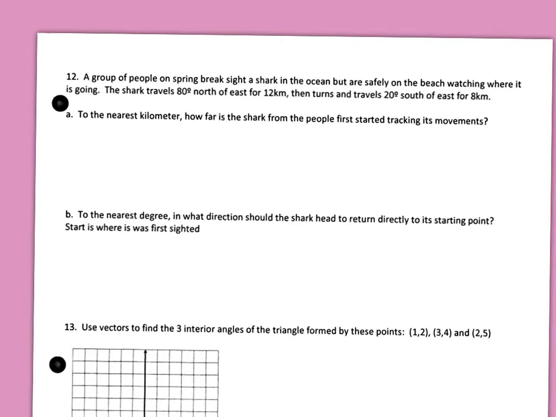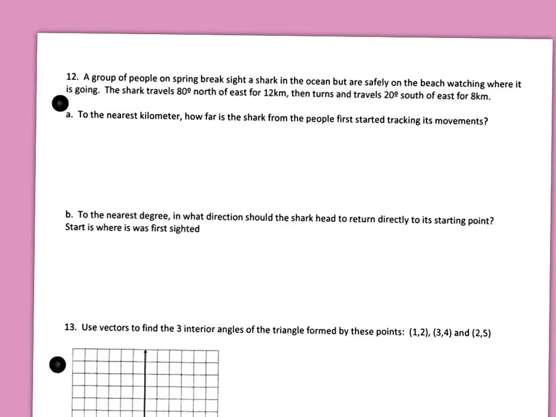So we have people on spring break seeing a shark in the ocean, but safely on the beach, so they're not going to get hurt. That's nice. The shark travels 80 degrees north of east for 12 kilometers, and then he turns and travels 20 degrees south of east for 8 kilometers. How far is the shark from the people, to the nearest kilometer? So we're going to have to pay attention to that.